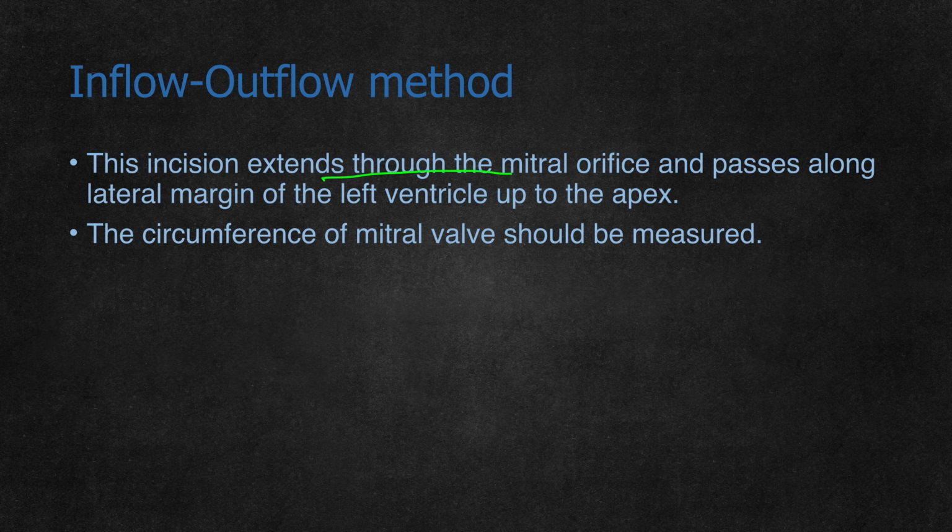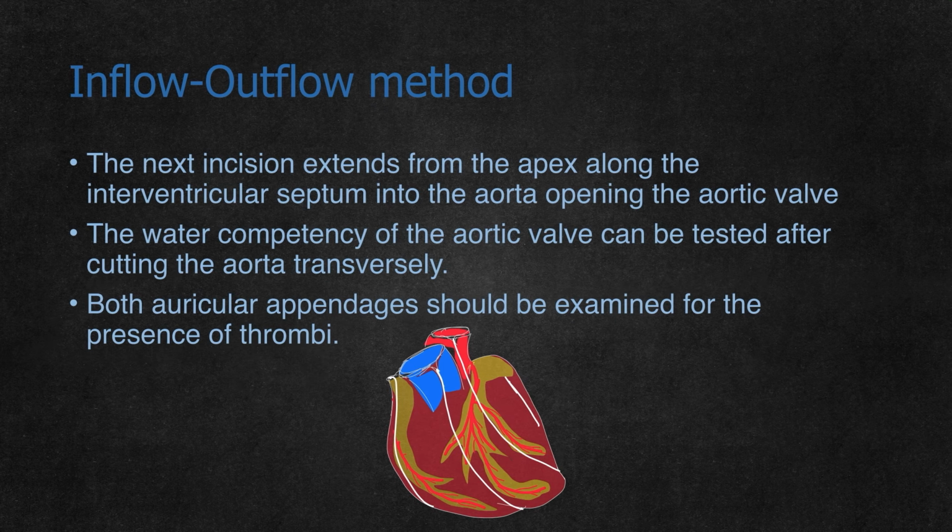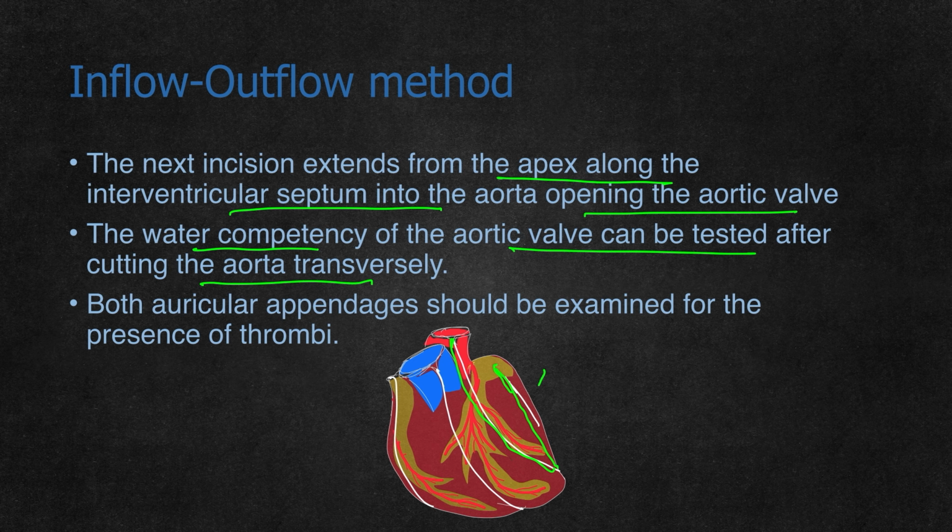The incision extends through the mitral valve first and passes along the lateral margin of the left ventricle up to the apex. Then the circumference of the mitral valve should also be measured. The next incision extends from the apex along the interventricular septum into the aorta, opening the aortic wall. The competency of the aortic valve can be tested before cutting the aorta transversely. Both auricular appendages should be examined for the presence of thrombi. So this is how the method is done.